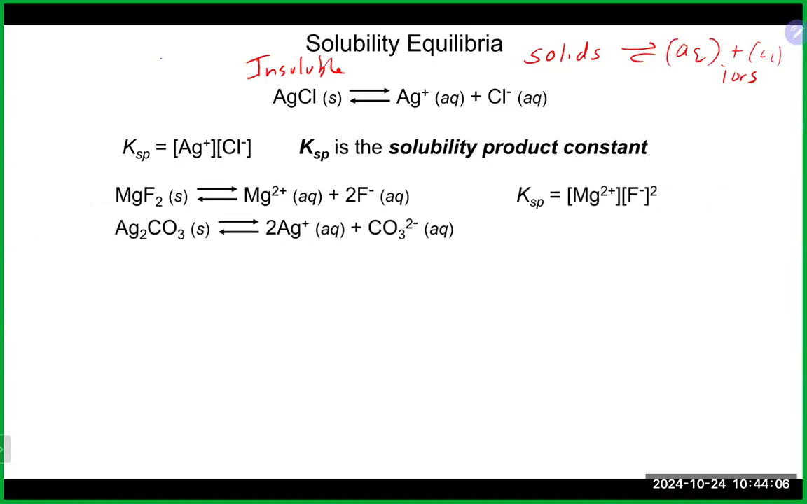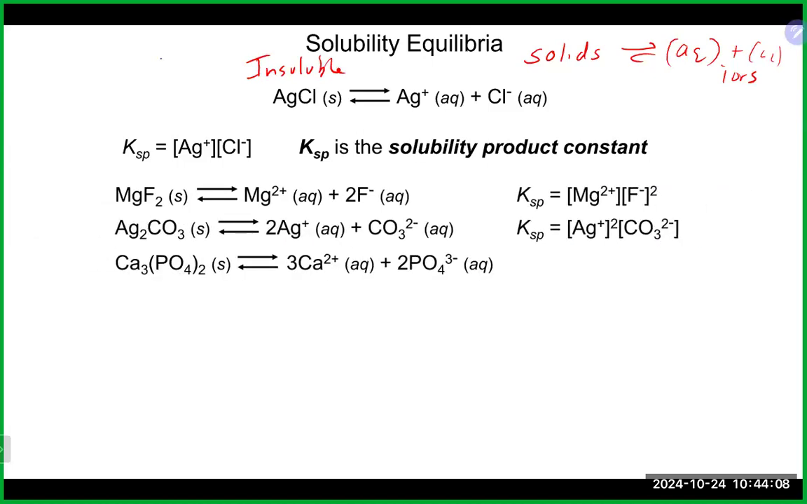We could do it for other things as well, magnesium fluoride, silver carbonate. We still do what we normally do, which is, in this case, we break apart into 1 magnesium and 2 fluorides. We still need to include those as the exponents, just like we do in a normal equilibrium expression. We have 2 silvers, 1 carbonate, so again, 2 and 1. We have 3 calciums and 2 phosphates, so we would include that. Again, this is typically how all these reactions are written: solid on the left, aqueous ions on the right, and typically these are going to be your only ones that are present.